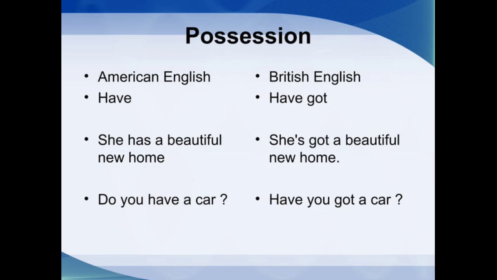Do you have a car? Have for possession versus have for auxiliary verbs. American English tends to use have primarily for possession. When it comes to auxiliary verbs, such as forming the present perfect tense, I have eaten, or expressing obligation, I have to go, Americans generally don't use have got.